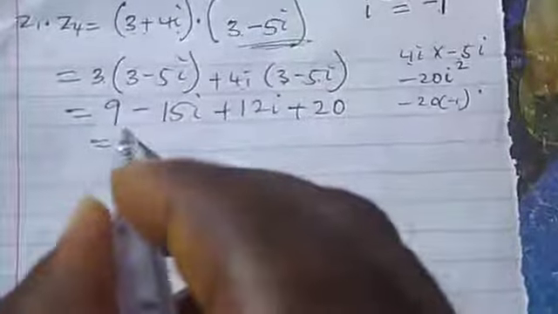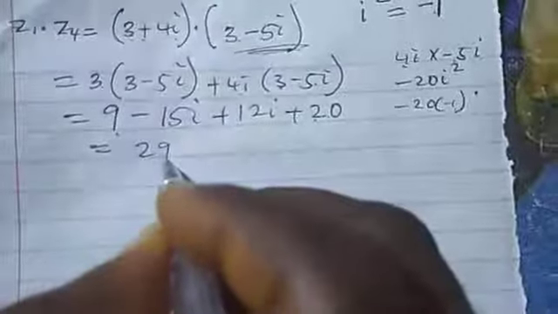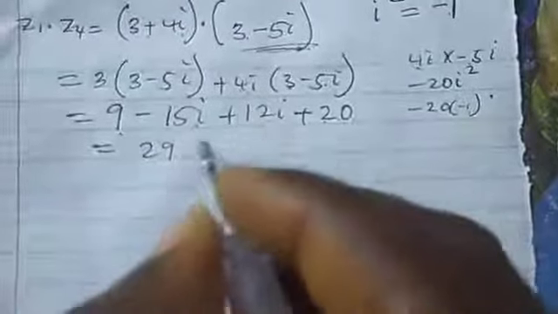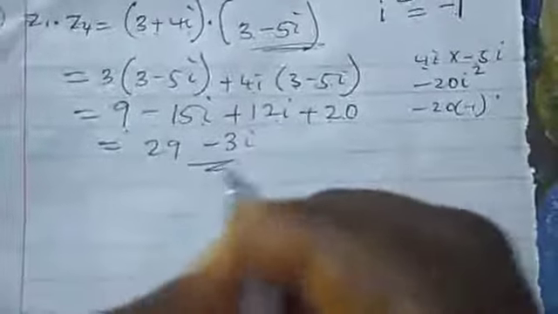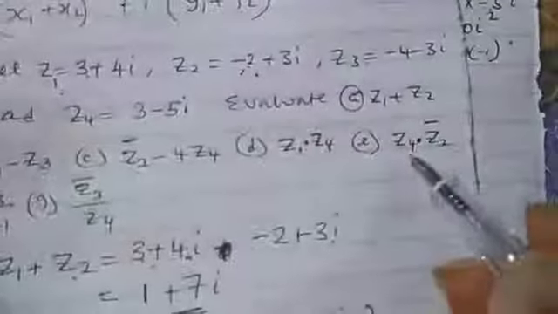So in this case, let's bring the real part together. 9 plus 20, that is 29. Also the imaginary part, minus 15i plus 12i, that is minus 3i. So that's our answer. So the next one is z4 dot z2 bar.